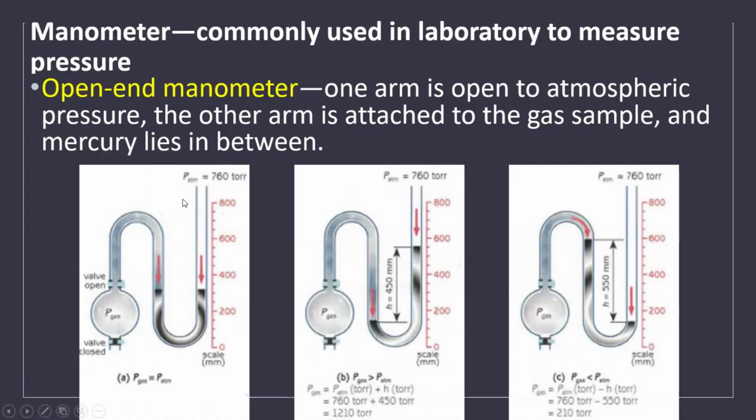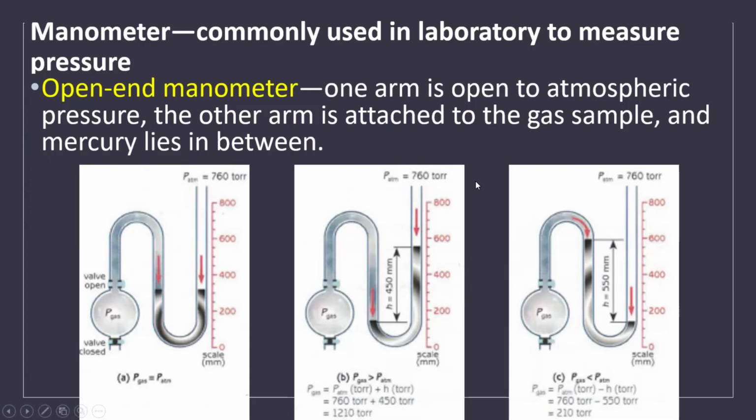In our first example here, our gas sample is exerting pressure and the atmosphere is exerting pressure. As long as the levels are exactly even, then there's no net change of pressure, and so they're equal. The pressure that the atmosphere is pressing, it shows us here at 760 torr. And the pressure that the gas is pushing is equal, so also 760 torr. Both of these are 760 torr.